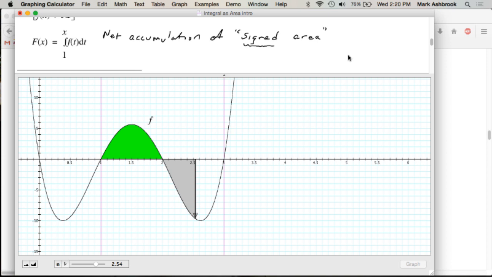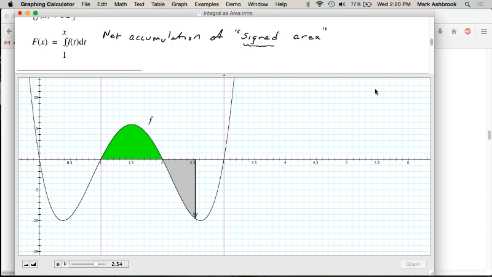Other questions or observations? So at this point, you've already experienced that in your homework and the reading, so that should be familiar. Okay, so this idea of signed area, that's what net accumulation of area is. It's not really net accumulation of area if you just have a single integral like this, 1 to x, and f is going through positive and negative values. We know that whenever f is negative, that's going to have a decreasing effect on the net accumulation. So that's why we're going to talk about signed area.